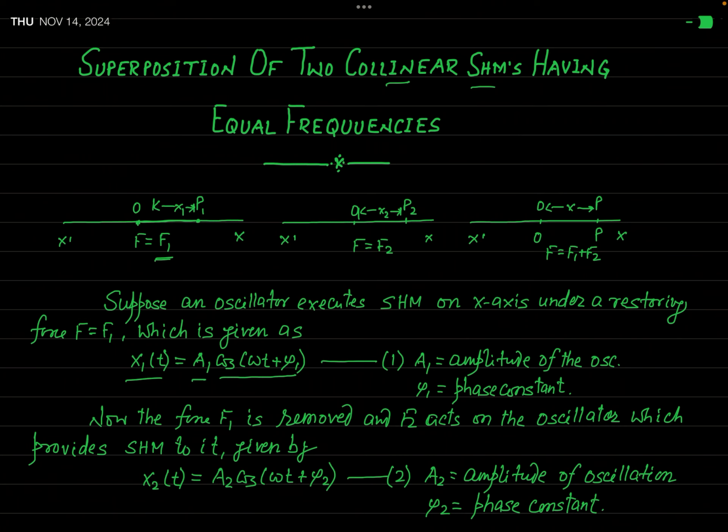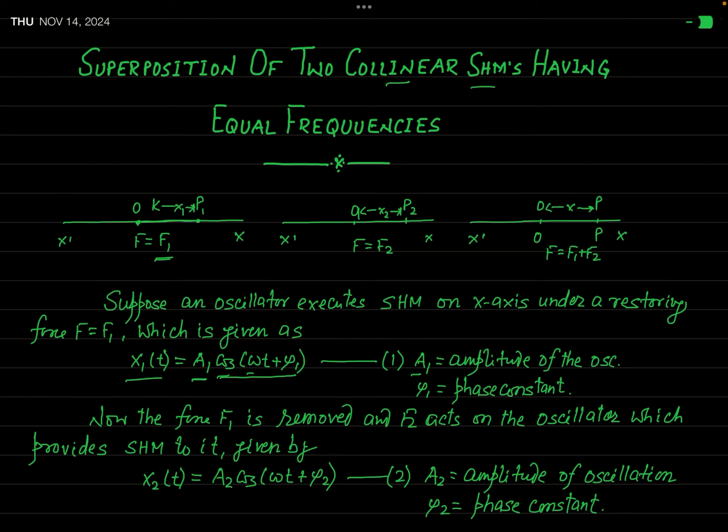Here, x1 of t is the displacement of the oscillator at any moment t. And a1, which is the maximum value of x1, is called the amplitude of this oscillation. And here omega is the angular or cyclic frequency of this motion. And phi 1 is called the phase constant or angle of epoch. As you have seen earlier, instead of this cosine function, you may also write the sine function, but I have taken here the cosine function.